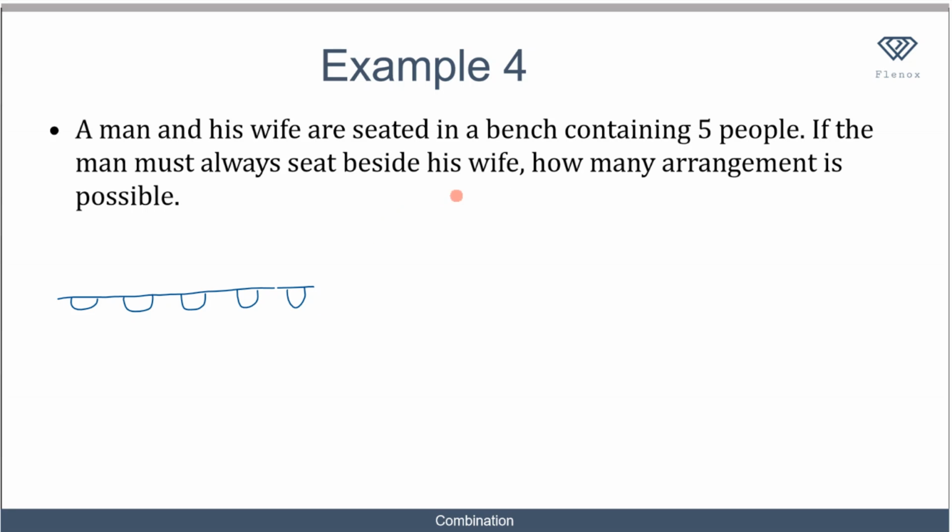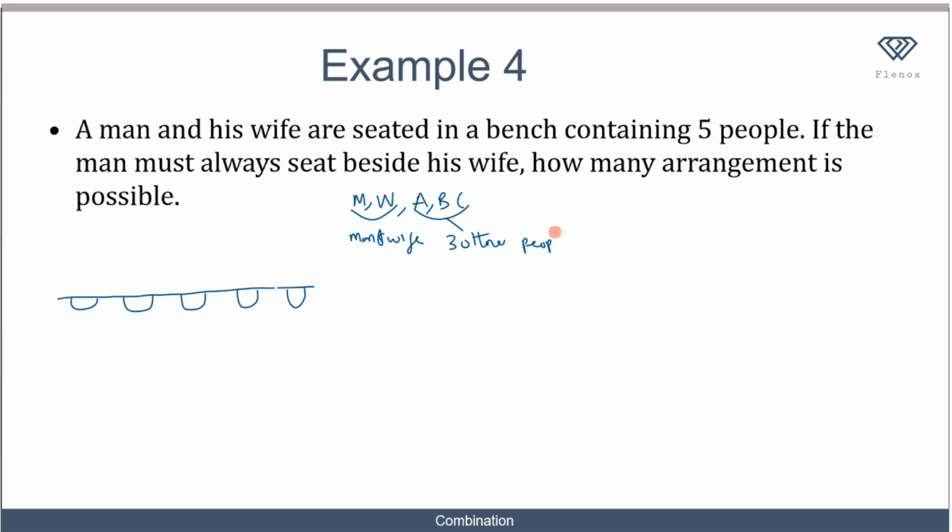So now let me call the man. Since there are 5 people sitting on the bench, I know that it's going to be made up of the man, which I'll represent with M, his wife, which I'll represent as W, and 3 other people, which I'll represent as A, B, and C. So M and W represent man and wife, and ABC represents the 3 other people.